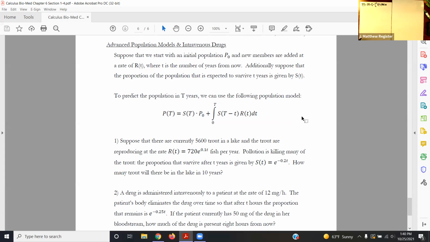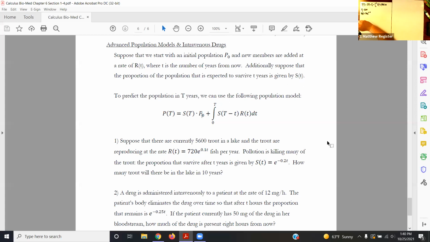And so for number 1, it says, suppose that there are currently 5,600 trout in a lake. And so that 5,600 is our initial population. And so P0 is equal to 5,600. And the trout are reproducing at the rate R of t equals 720 e to the 0.1 t. And so R of t is equal to 720 e to the 0.1 t.